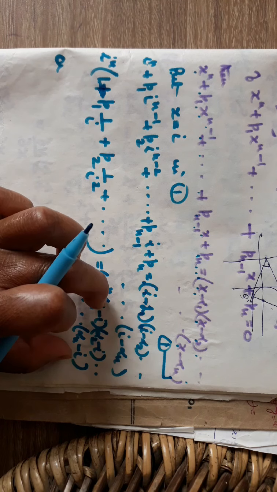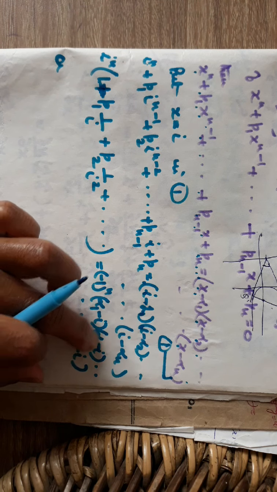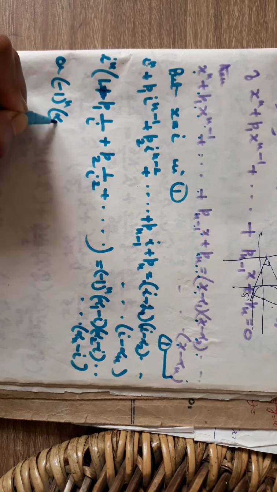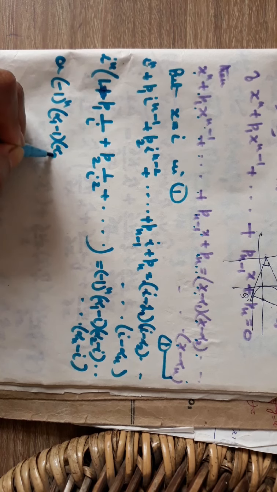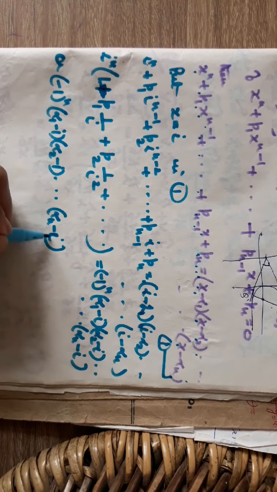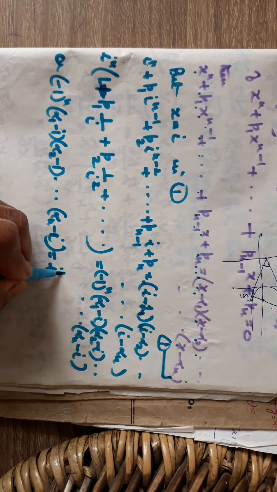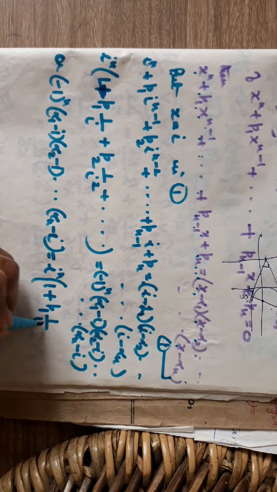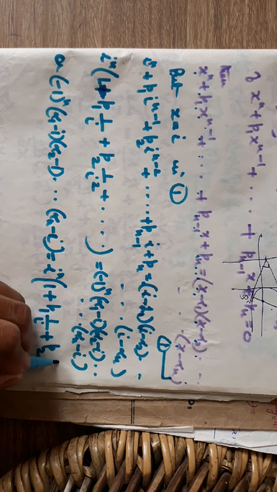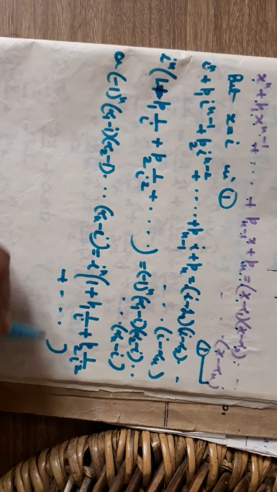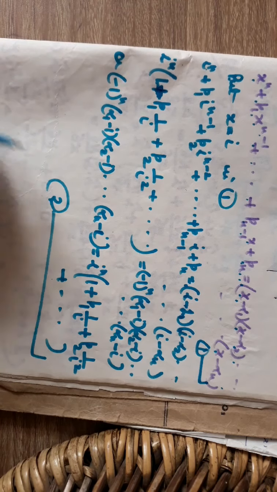Now let us write first this right hand side as the left hand side. We have minus 1 to the power n into alpha 1 minus I into alpha 2 minus I ... into alpha n minus I is equal to I to the power n into 1 plus p1 1 by I plus p2 1 by I square plus ... Now remember, name this as equation 2.